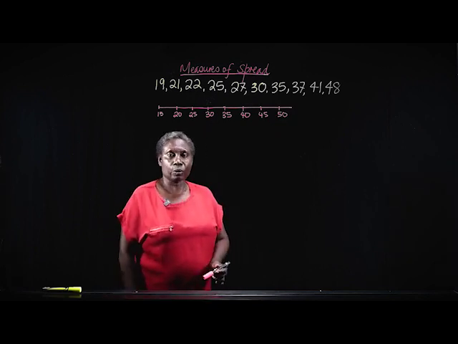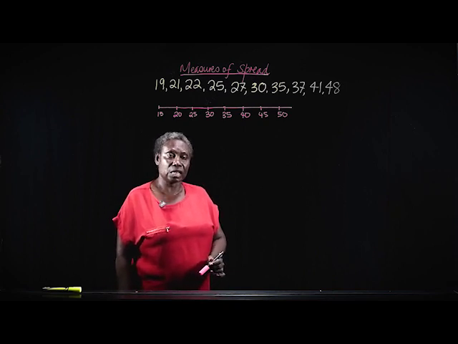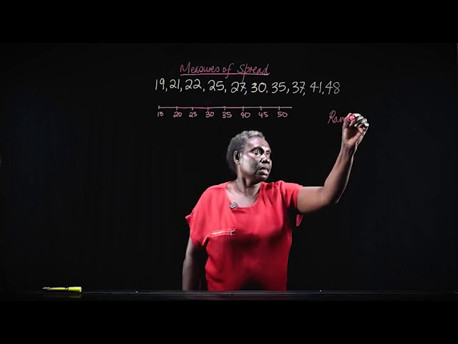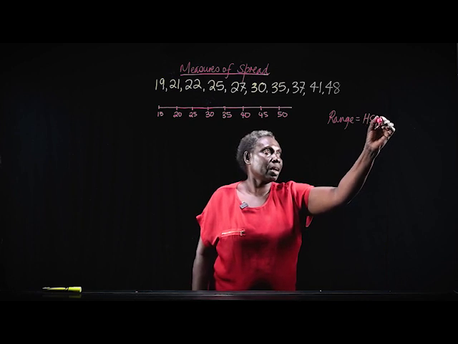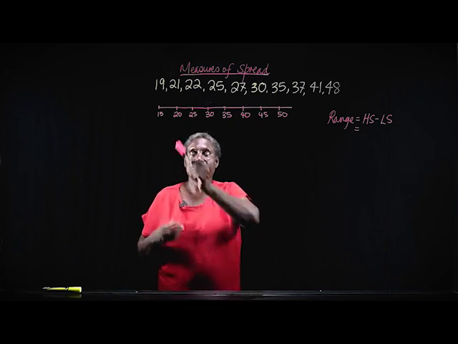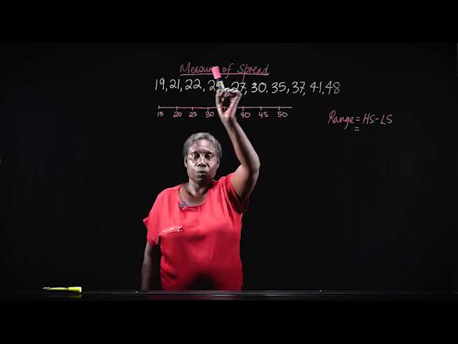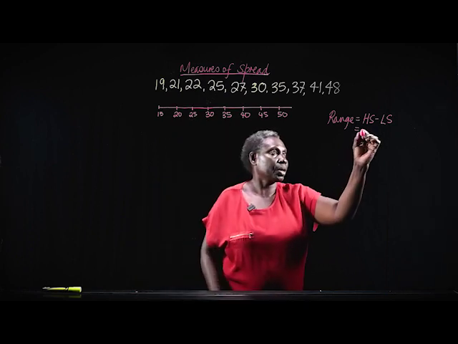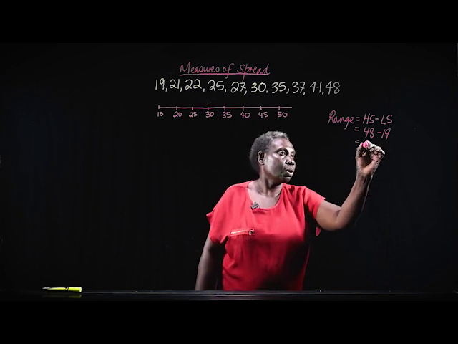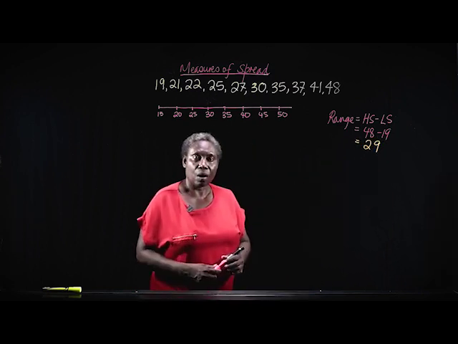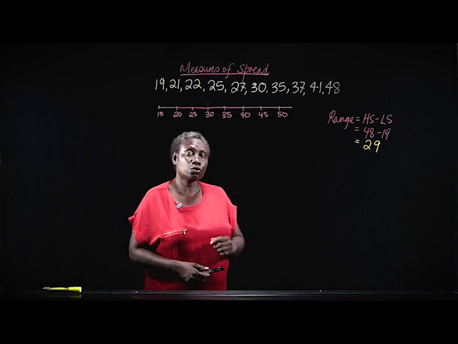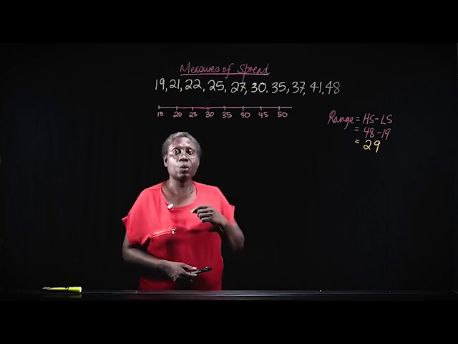Now, the first example of a measure of spread is the range. Range is equal to the highest score minus the lowest score. The highest score from this set of numbers is 48 and the lowest score is 19. So we have 48 minus 19, which is equal to 29. So our range is 29. This tells us how the data spreads out from the highest score to the lowest score.